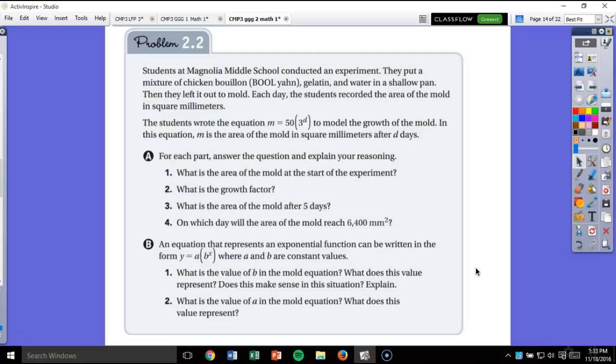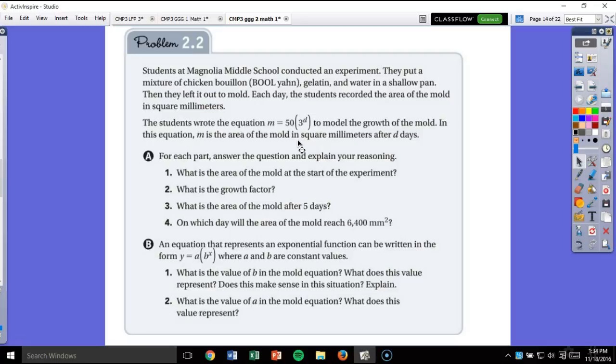So in this question for B1, it says, what is the value of B in the mold equation? So up here, what is the value of B? What does this value represent mathematically? What does it represent? And does it make sense in this situation, especially if you had started building your table, and you can look at the pattern and identify that.